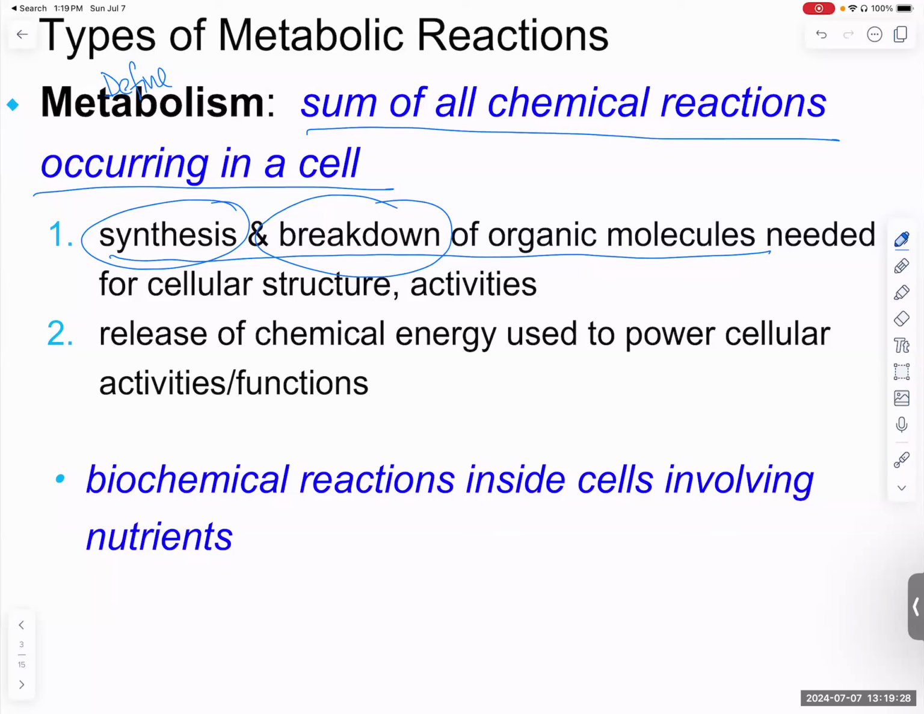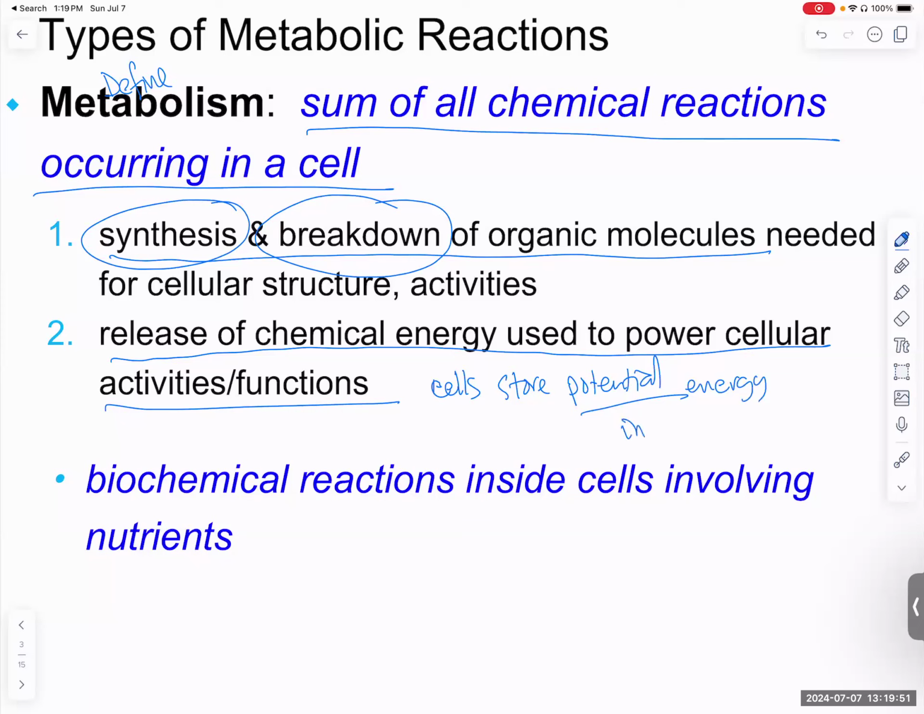And the second thing is that in this process of chemical reactions, there's a release of chemical energy. And this is what powers our cellular activities. And so basically, cells store potential energy in a high energy phosphate bond in adenosine triphosphate. So this is the energy source of cells.